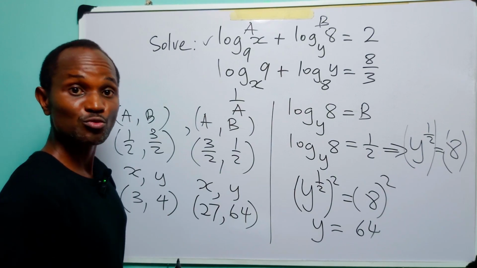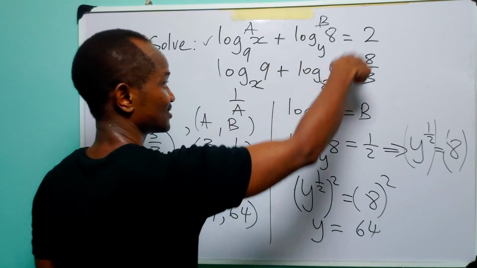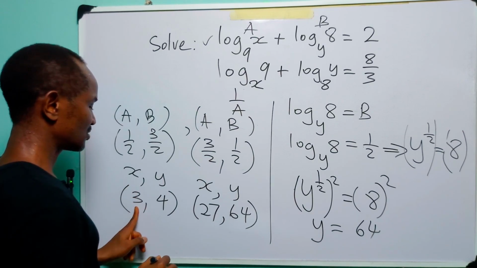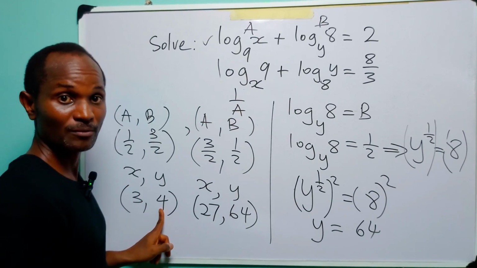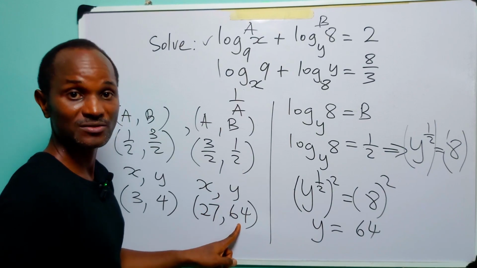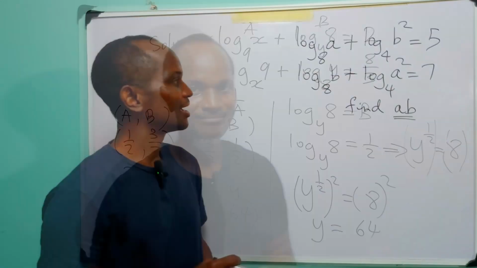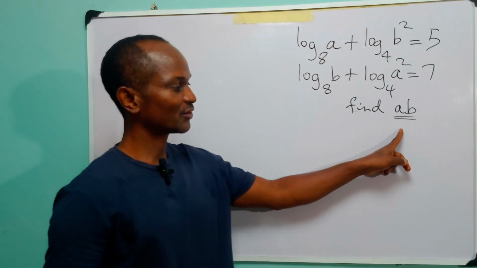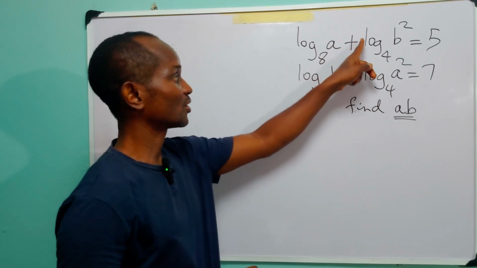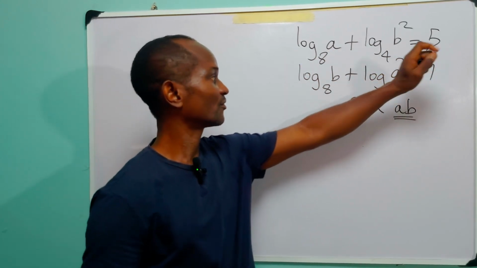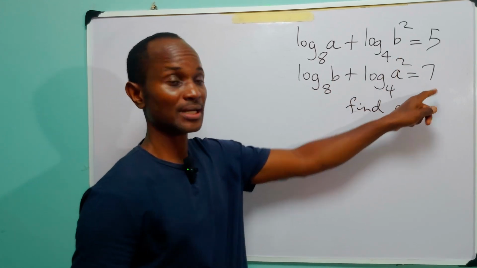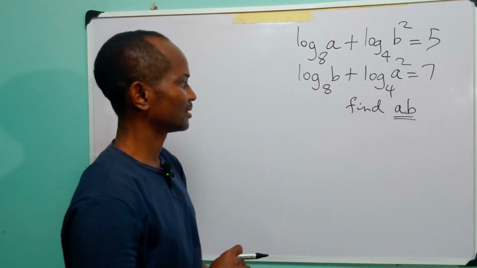So we have that the 2 points that satisfy these two equations simultaneously are x equal to 3 and y equal to 4, and x equal to 27 and y equal to 64. Our task for today is to find the value of AB, given that log to base 8 of a plus log to base 4 of b squared is equal to 5, and log to base 8 of b plus log to base 4 of a squared is equal to 7.